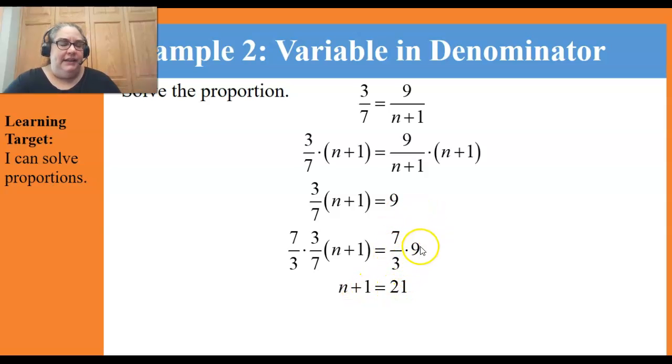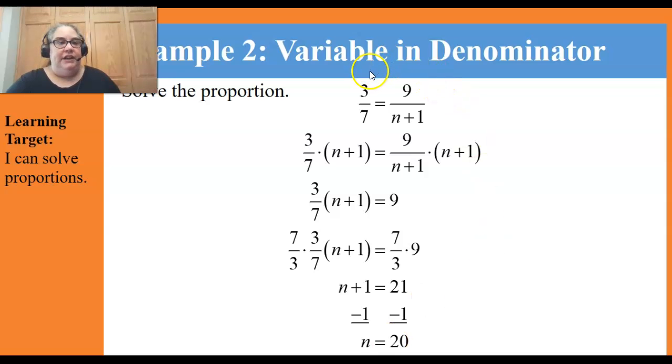Here I'm using a calculator, or I'm saying 7 times 9 is 63, and 63 divided by 3 is 21. So I'm just working through my math, using a calculator with fractions, or understanding how to multiply a fraction times a whole number. Now that I have n plus 1 equals 21, how do I undo add 1? I'm going to subtract 1. What you do to one side, you do to the other. And our final answer would be n equals 20.